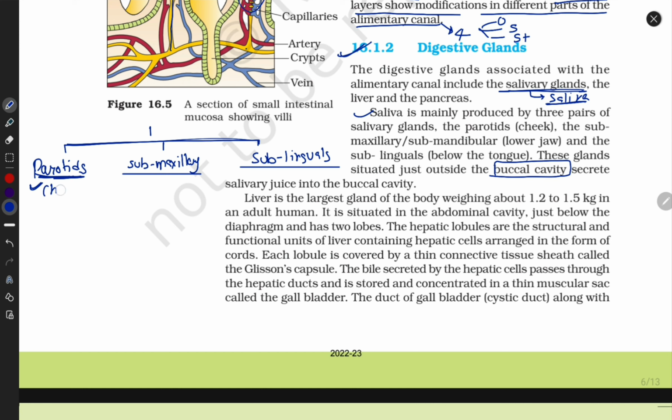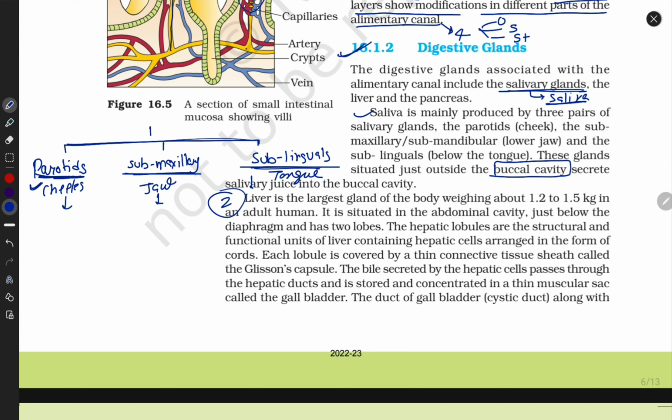This is present in our cheeks, at our jaws, and in the area below the tongue. So what do they do? They secrete saliva, guys, and what will saliva do? It digests our food, breaking down some starch molecules. They help with food chewing and food engulfing, okay.